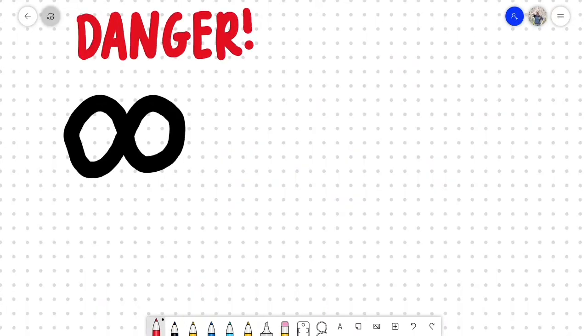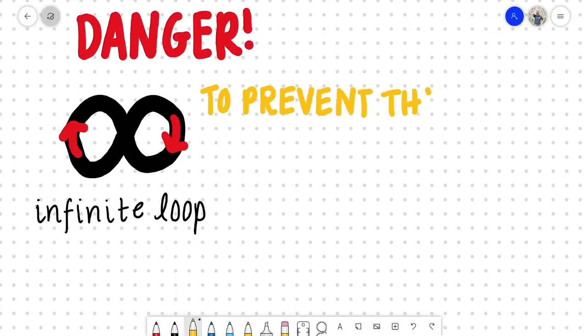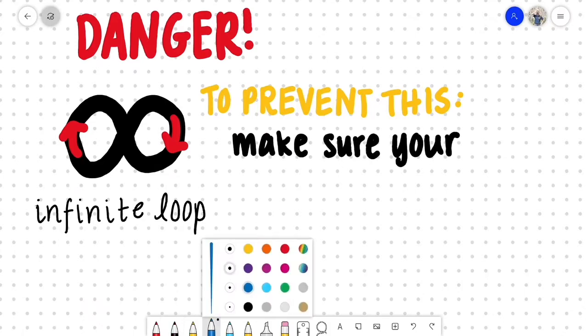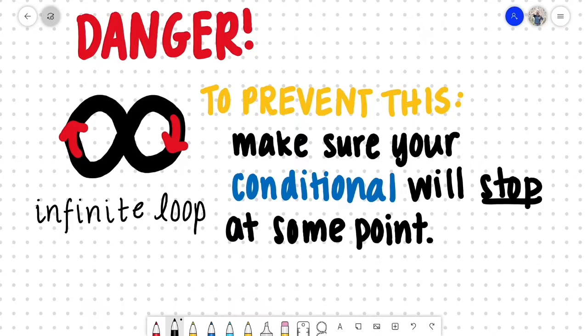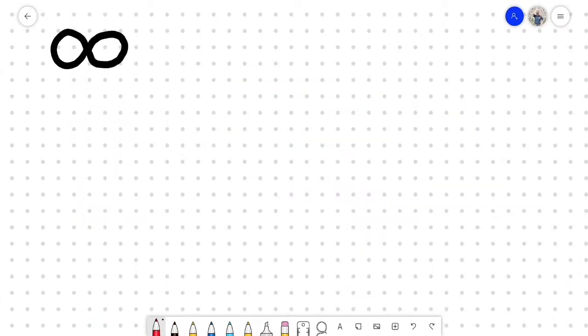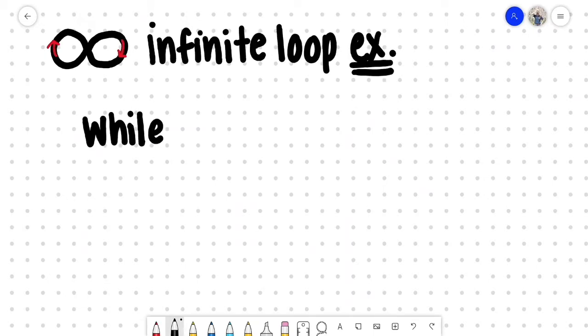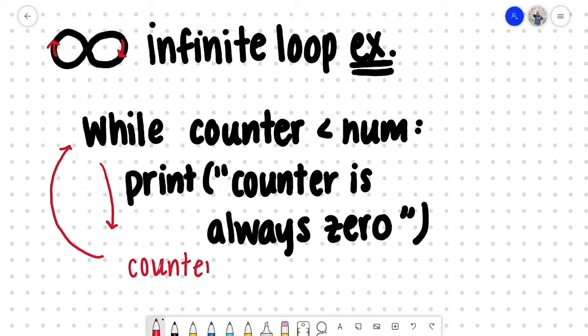When using while loops, there's always a danger of using something called an infinite loop. Infinite loops occur when the while loop condition is never false, so the loop will run over and over again. To prevent this, make sure your conditional for your while loop will stop at some point. In our example with the counter, an infinite loop would occur if we never incremented the counter size. The counter would always be 0, so the conditional would always be true, meaning the program would print the statement forever.